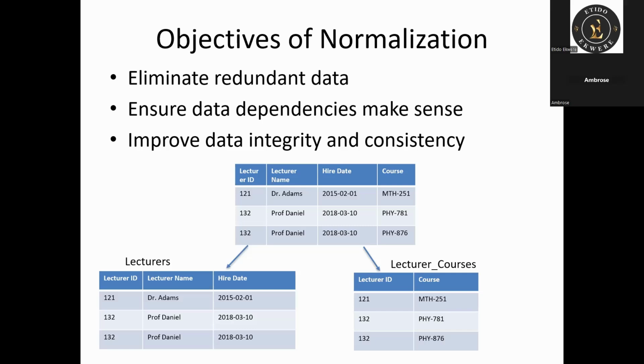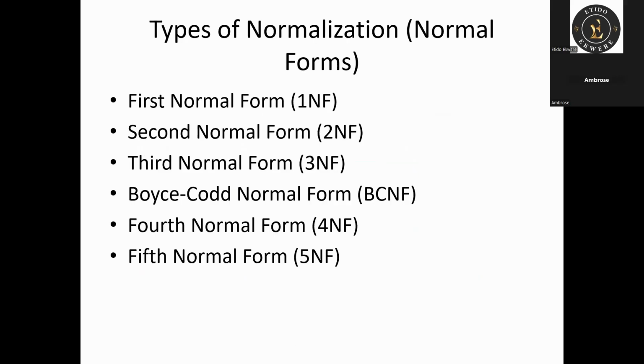You can further normalize to different levels as you want. So there are various normalization levels that are in use as of today. We have the first normal form, which we call 1NF. We have the second normal form, the third normal form, the Boyce-Codd normal form, which is an upgrade of the third normal form. And we have the fourth normal form and the fifth normal form.